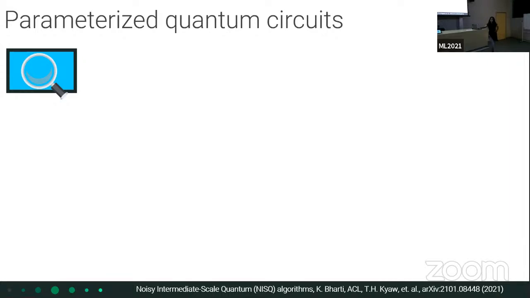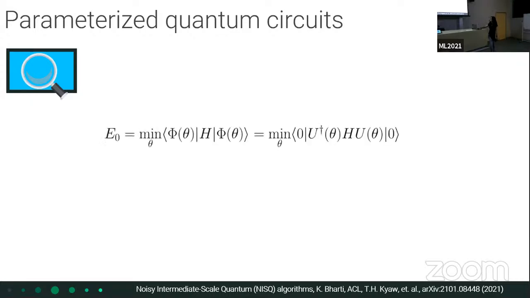More questions. It's related, so maybe you'll come to this, but has progress been made on the vanishing gradients problem? I will go through it later, but the answer is not exactly a short answer. So first, let's start with this blue box, which is the parameterized quantum circuit.